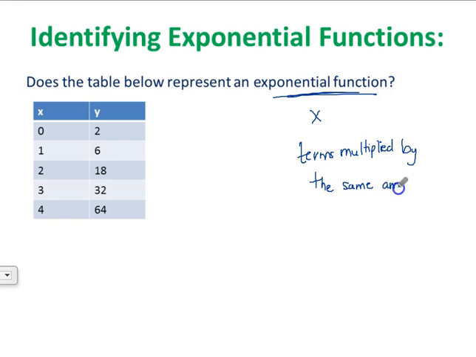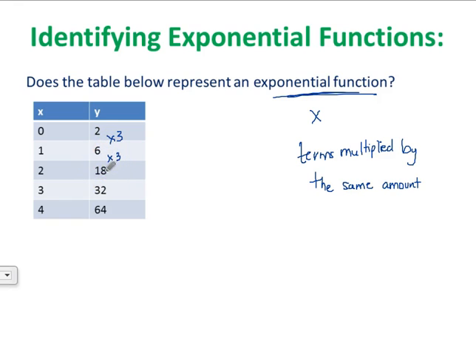And remember, they can be getting smaller. If our terms are getting smaller, we would be multiplying by a fraction. If we're getting larger, we're being multiplied by a whole number. So how do we go from 2 to 6? Well, 2 times what gives me 6? 2 times 3. Now, if this is an exponential function, that would have to be the same amount when we go from term 2 to term 3, or from this y value to the next one.